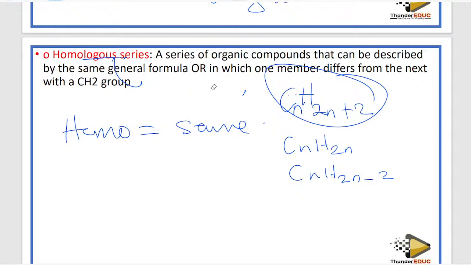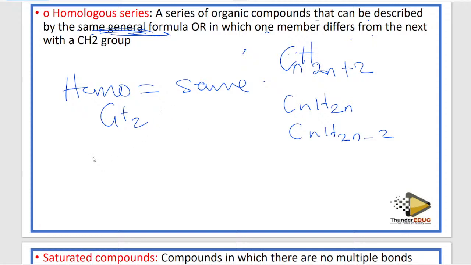So that's why here we are saying that it is a series of organic compounds that can be described by the same general formula, or in which one member differs from the next by just CH2. For example, let me give you an example here so you understand what they mean by the homologous series. Same homologous series, alkane. I will show you, but I'm not going to say the names because I don't want to confuse you.